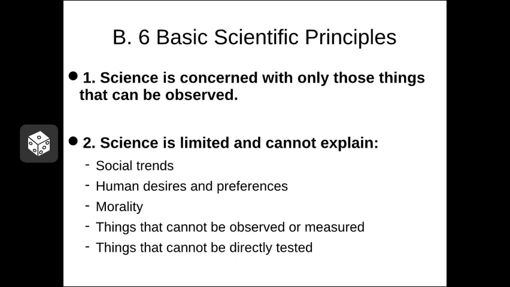The second scientific principle talks about the limitations of science, and this is something that people aren't always comfortable with. We really want science to be able to answer any kind of question that we have in our heads, and it really just can't do that. So what kinds of things can't science be used to explain? Well, things like social trends, things that people find popular, human desires, human preferences.